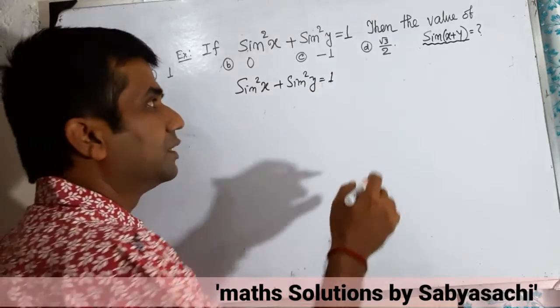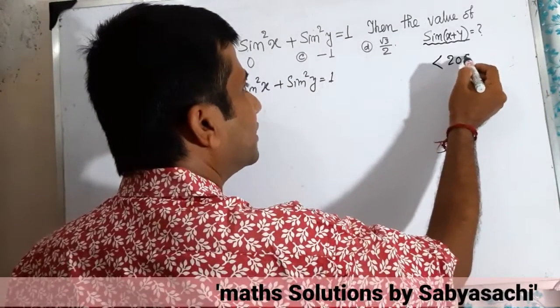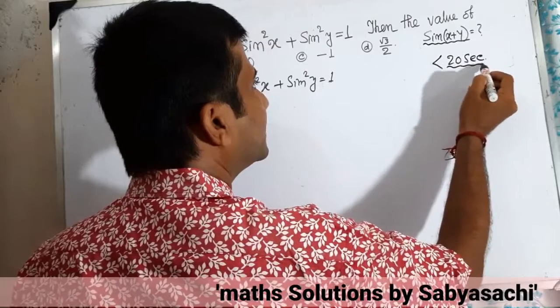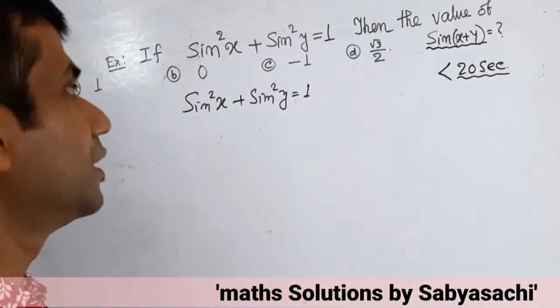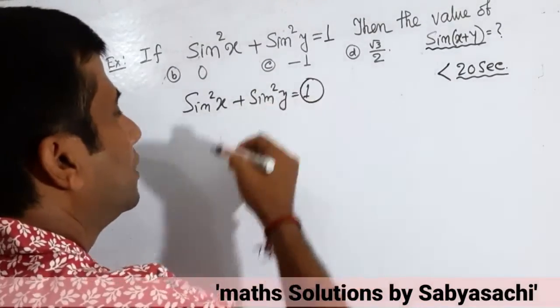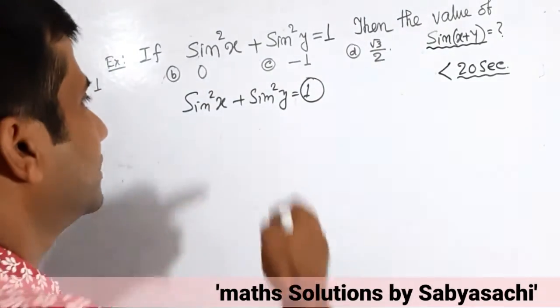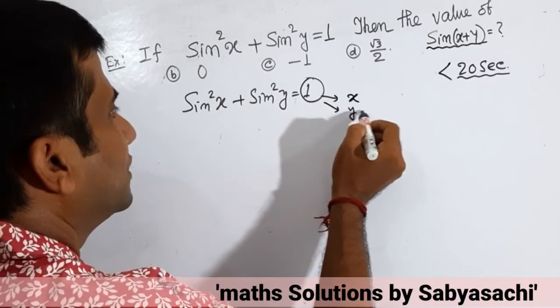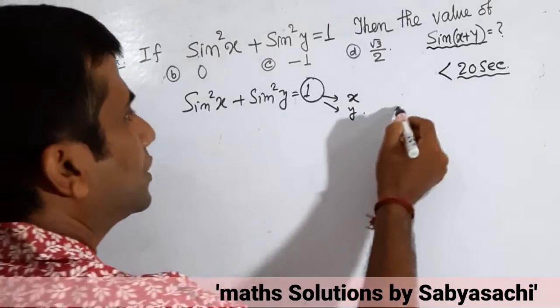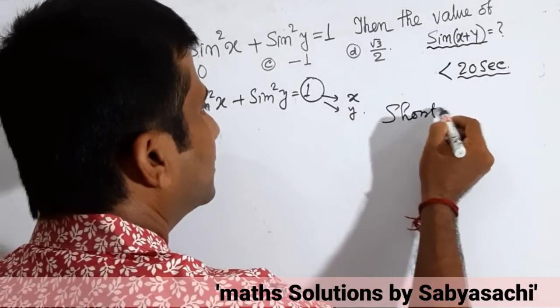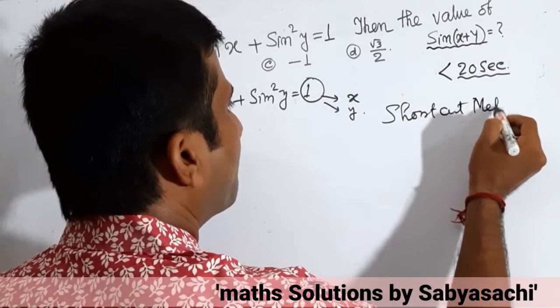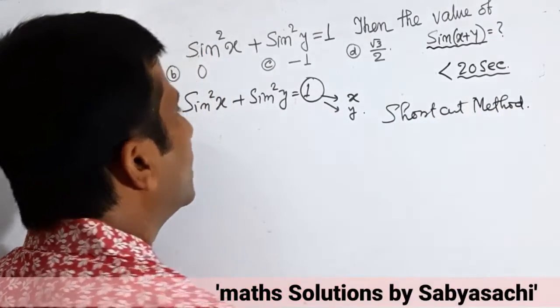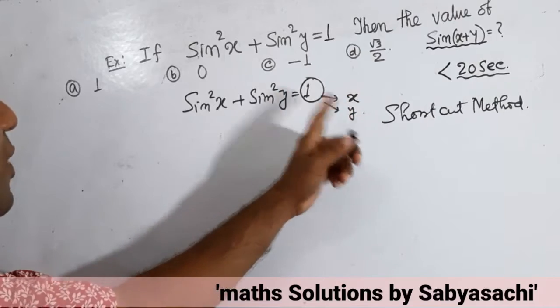You have to solve it in less than 20 seconds. How can you do it? Look at this one. 1 is independent of x and y. This is a very shortcut method. 1 is independent of x and y.